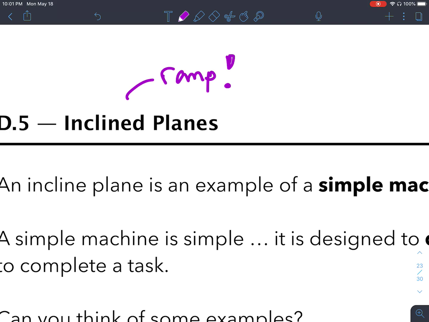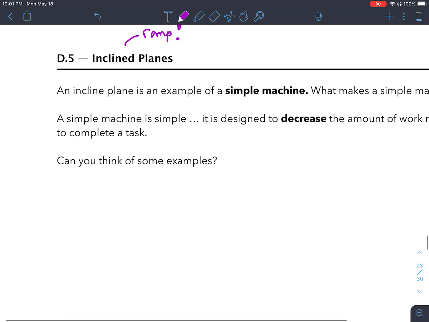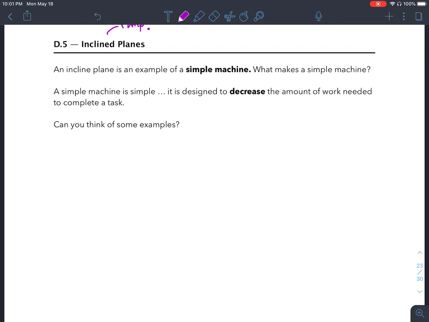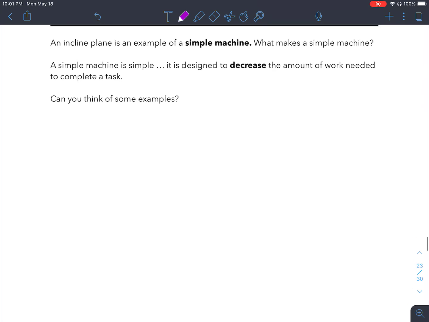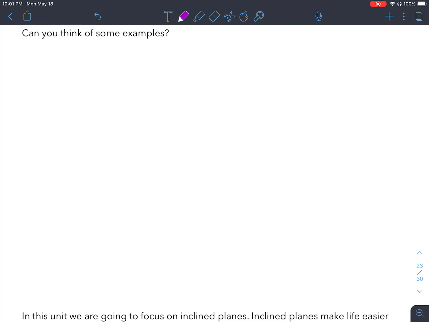Now, if we think about a ramp, either you are applying a force to climb up the ramp, or you are letting an object slide down the ramp like a slide. So that's what we're going to look at. Now, this first page, we're going to talk about in class, about simple machines and stuff. But I'm going to use this space just to explain why you actually already know how to do inclined planes.